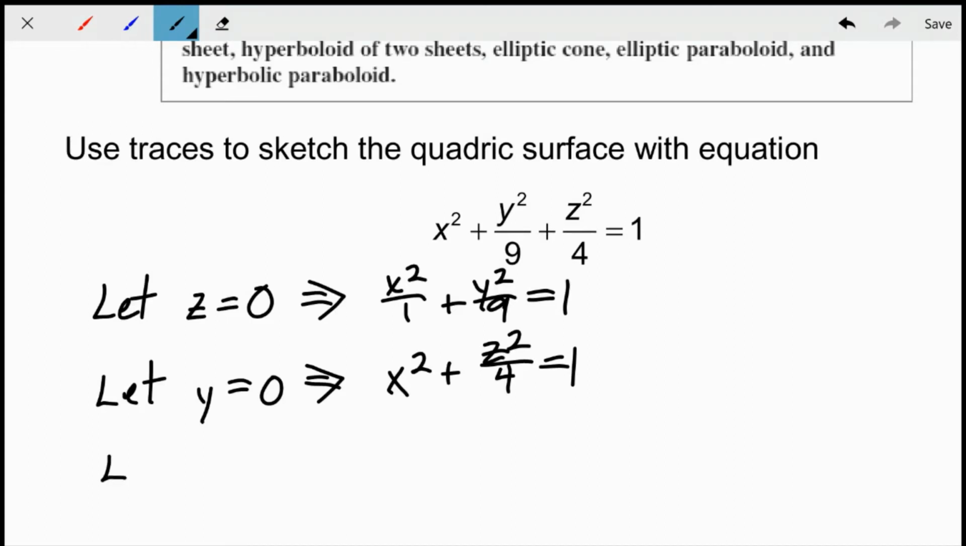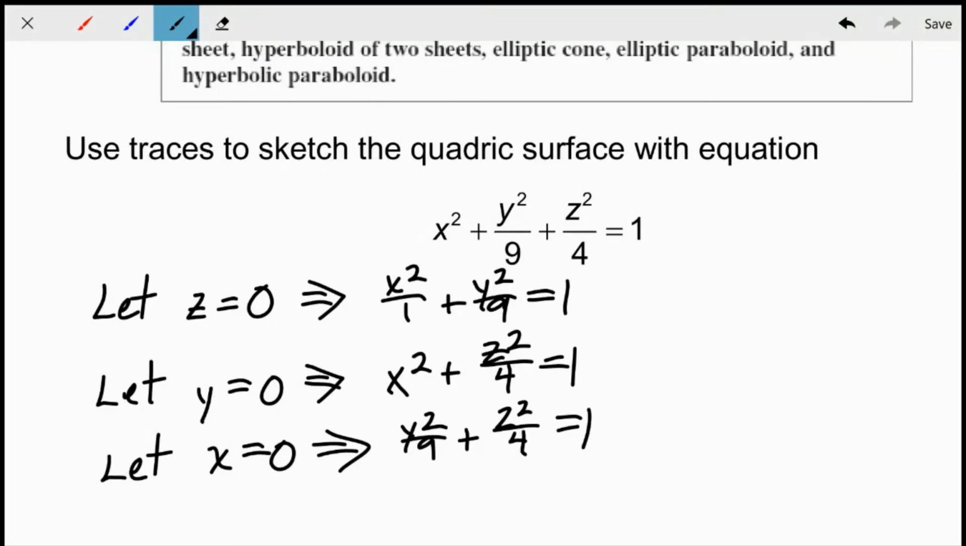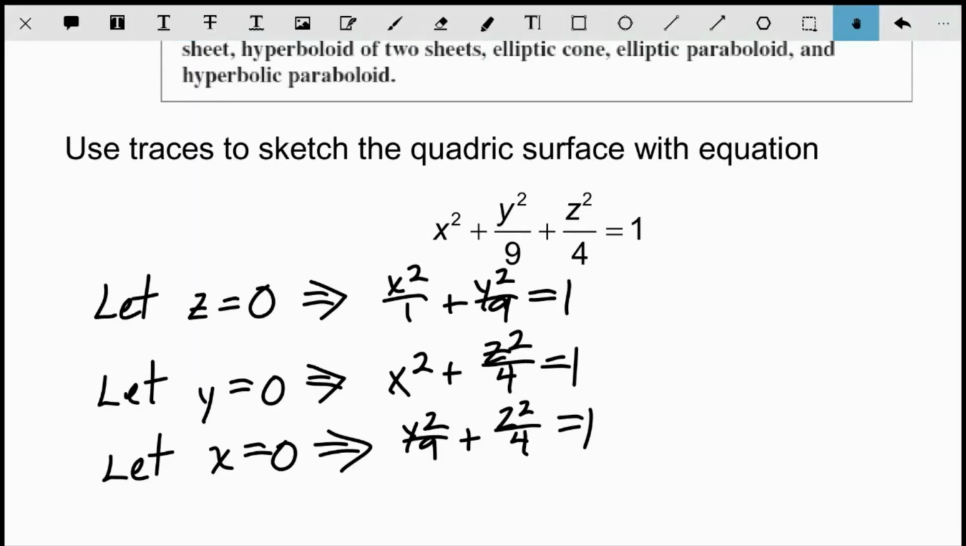And then the last one, we're going to let x equal to 0. And when I do that, that's going to simplify down to y squared over 9 plus z squared over 4 is equal to 1. And again, I can see that that's an ellipse. So by getting these traces, a lot of times we're able to figure out what the shape is going to be, because now I know that an ellipsoid is going to be a cross section of an ellipse in any direction, and I can see that that's what this is creating.